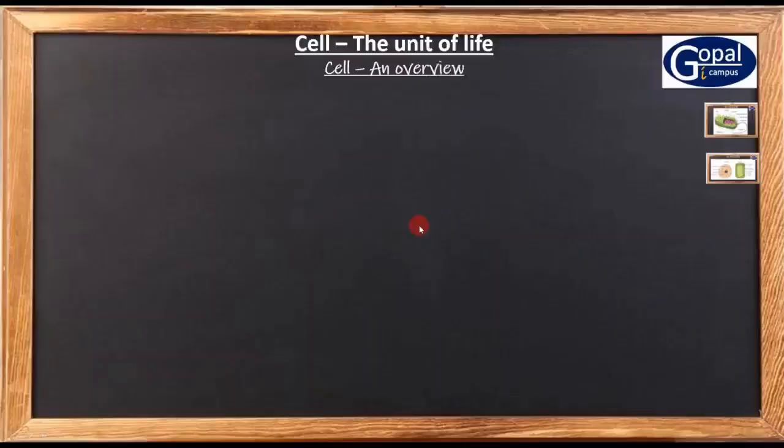So in this video, we are going to learn the overview of the cell. In this overview, we are going to learn about the differences between prokaryotic cells and eukaryotic cells, and then what are all the structures present in the cells, and the different sizes and different shapes of the cells. So these are the things we are going to learn in this topic.